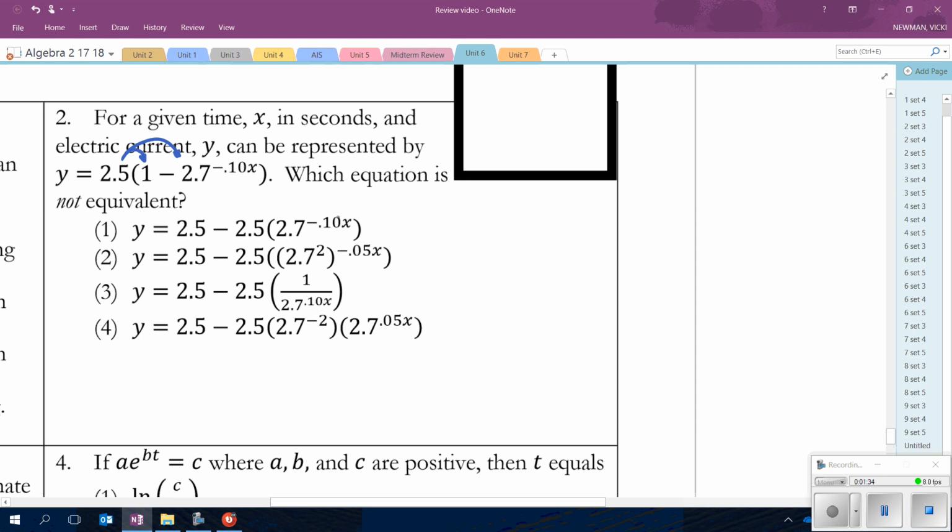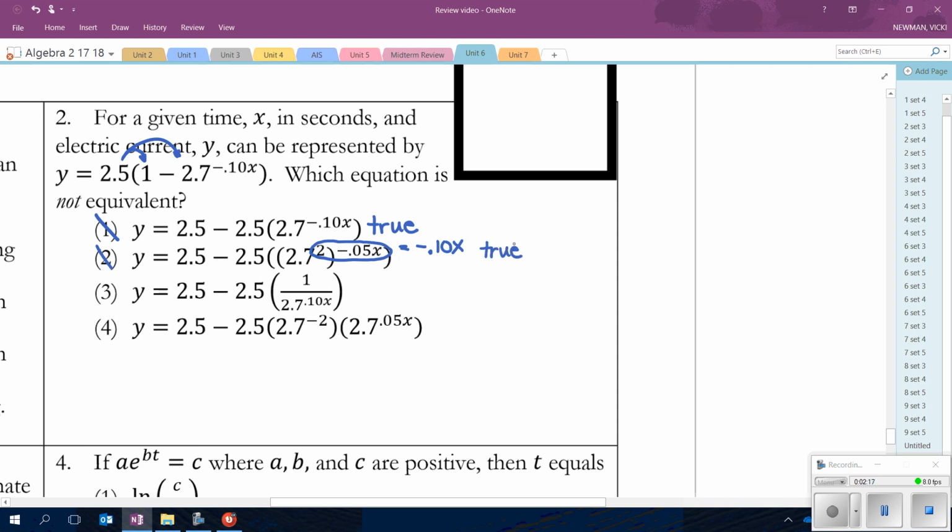But then this is kind of messed up, right? They keep breaking up the negative 0.10x. So this first example is just them distributing. They haven't changed the exponent at all. So this is true, this is fine. So it's not that one. The next one, everything else is the same, but they've broken up that exponent. We know that an exponent raised to another exponent, you multiply. So if you multiply 2 times 0.05, you get negative 0.10x, which is the same as this one. So that one is also true.